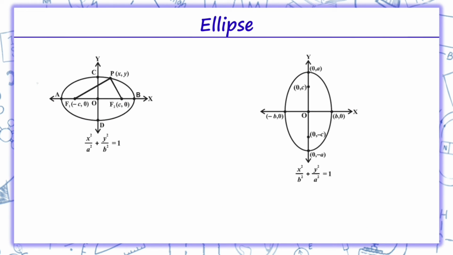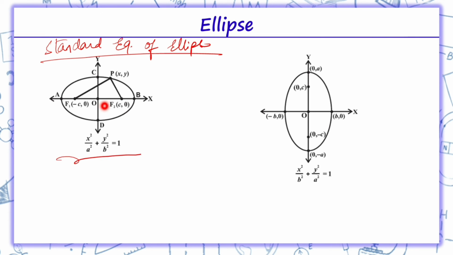Now these are the standard equations of the ellipse. Over here, the major axis is lying on the x axis, so the equation becomes x square upon a square plus y square upon b square equals 1. But in the second figure, the major axis is lying on the y axis, therefore the equation becomes x square upon b square plus y square upon a square equals 1. Since the major axis is always greater than the minor axis, the standard equations change accordingly.